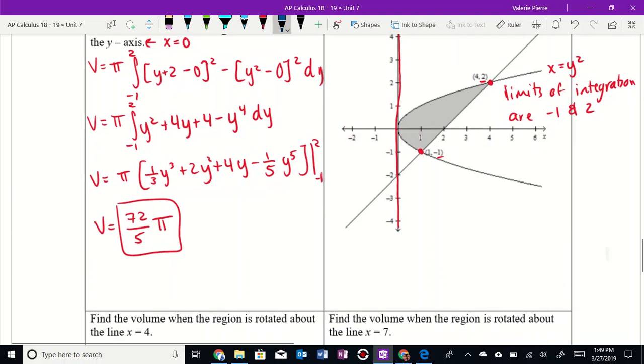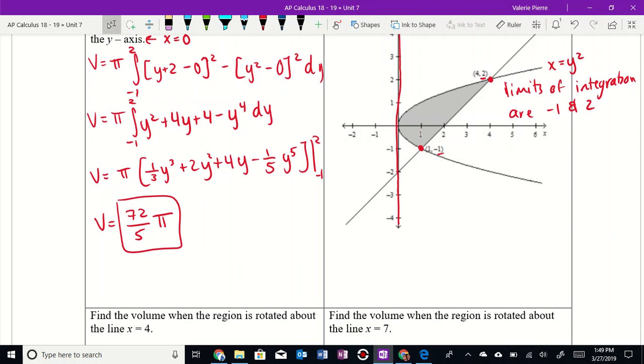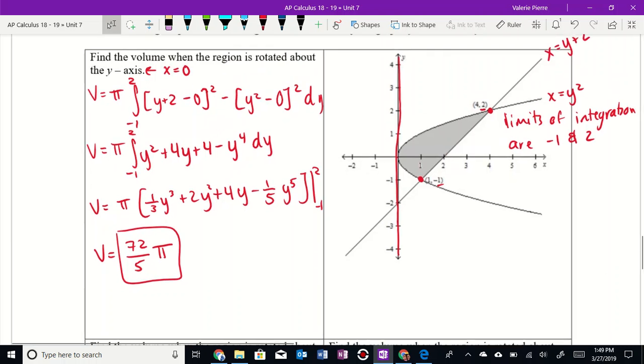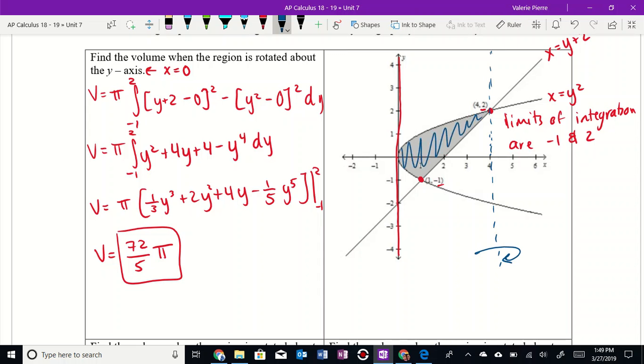So for the second problem, we want to find the volume when the region is rotated about the line x equals 4. So now we're looking at this vertical line, and we're going to rotate this area about that line. So the function farthest away, my outer function from this line, is going to be my y squared function, and the function closest, my inner function, will be y plus 2.